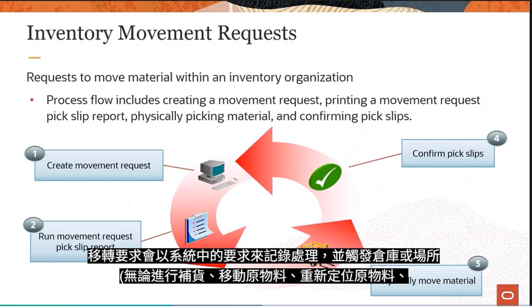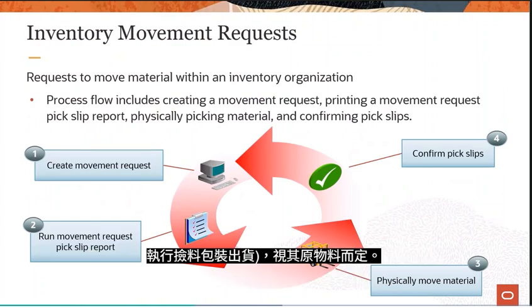Movement requests are manually created or automatically generated depending on the source. So we talked about min-max or from planning or from the orchestration. Generally, the movement request is within an org, and if it's going to go between orgs, then it's considered a transfer order. So the movement request creation can happen automatically or manually.